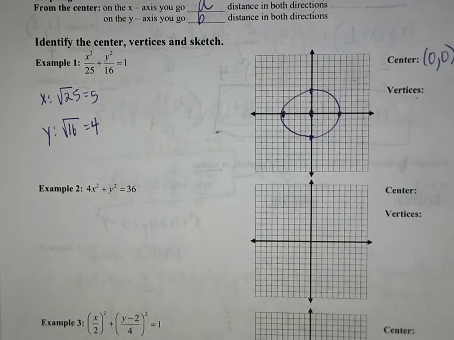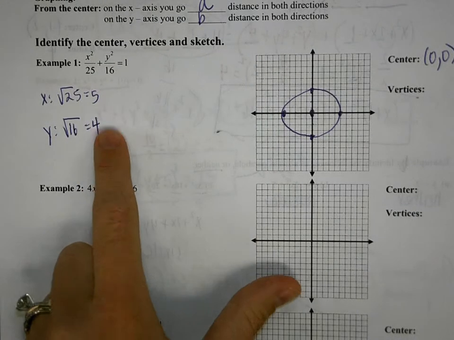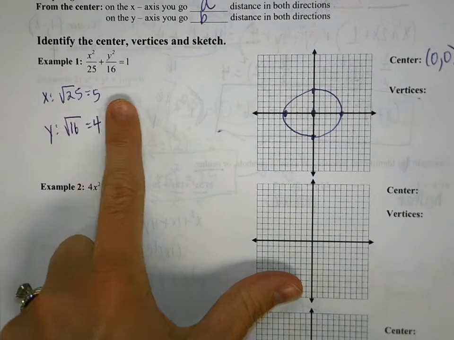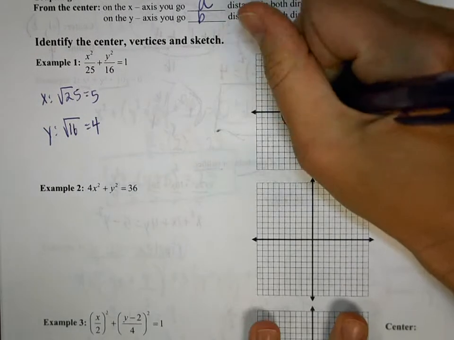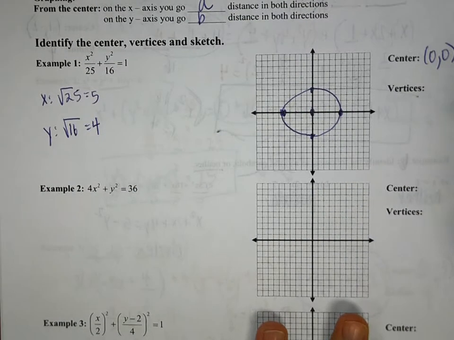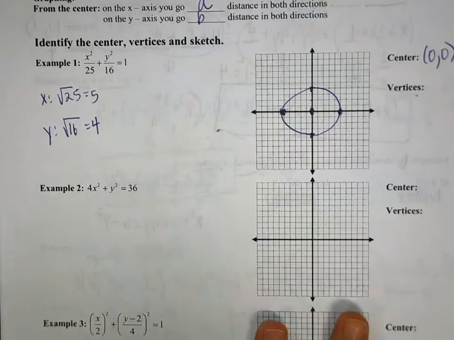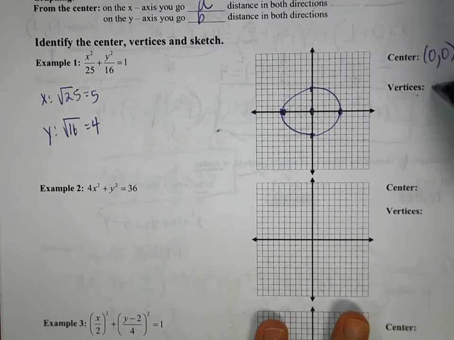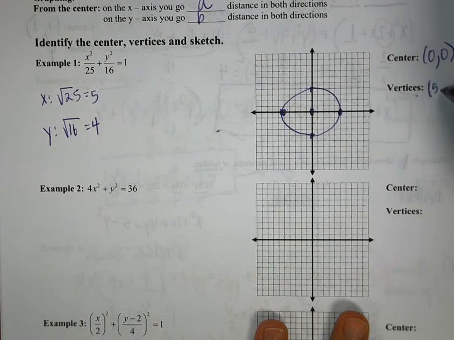So which side is longer? Which value do we go out further? On the 5, the x-axis. So that means these right here are my vertices. So we are going to write each of those ordered pairs. There's 2 vertices. There's 2 values on the outside here. So one of the values is 5, 0, and also negative 5, 0.